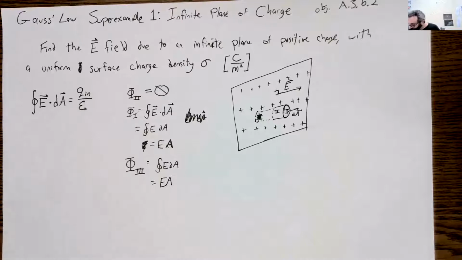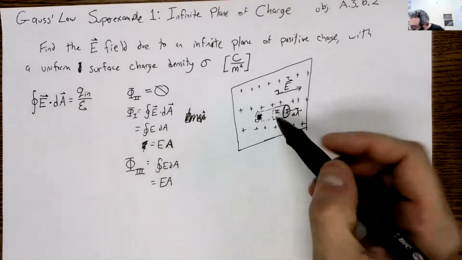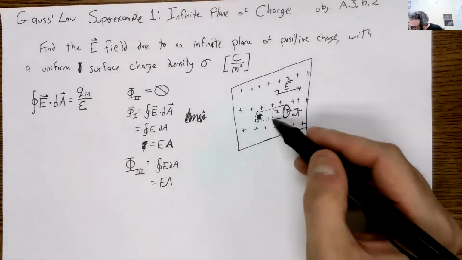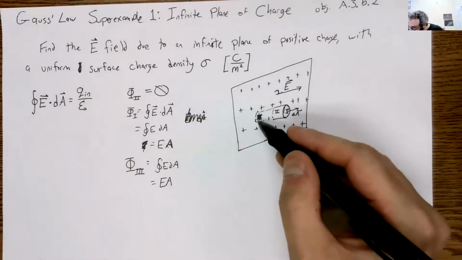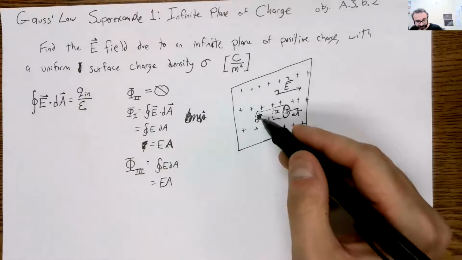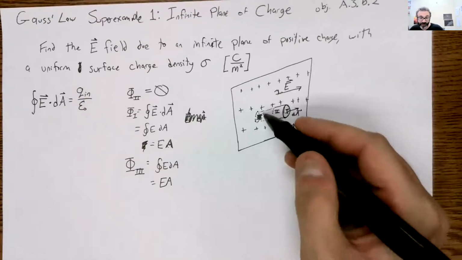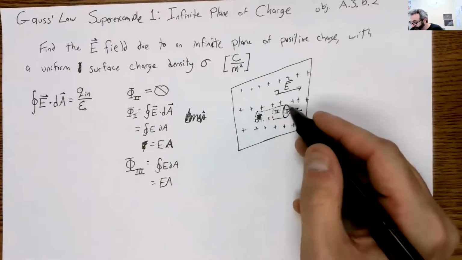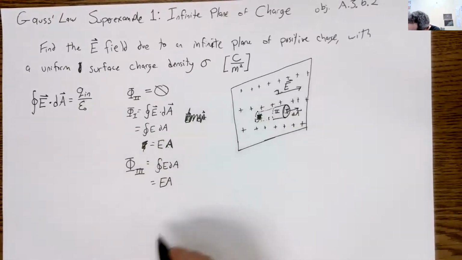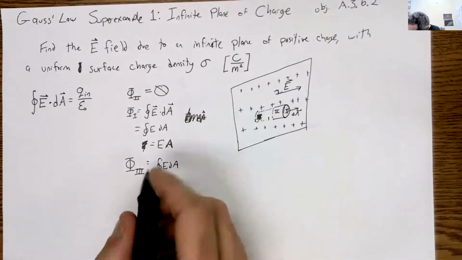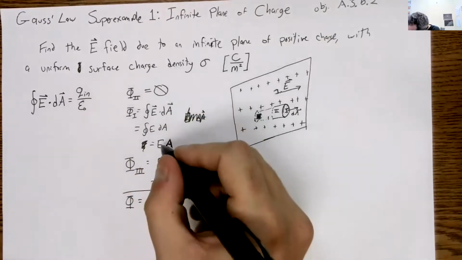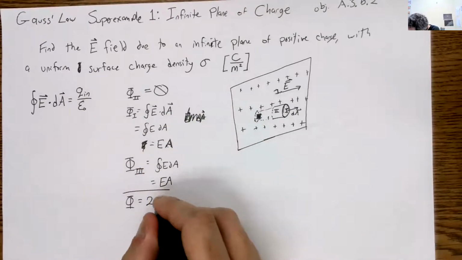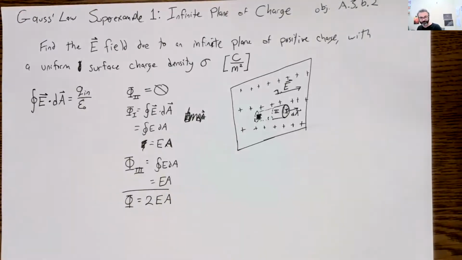All right. So the flux through the cylindrical part is 0. The flux through this end cap is just E times the area. And the flux through the back end cap is also just E times the area of the end cap. And we haven't decided yet what the area is, right? We've just drawn a cylinder, but we'll see how that comes in a second. So my total flux, 0 plus EA plus EA, is just 2 times the electric field times the area.